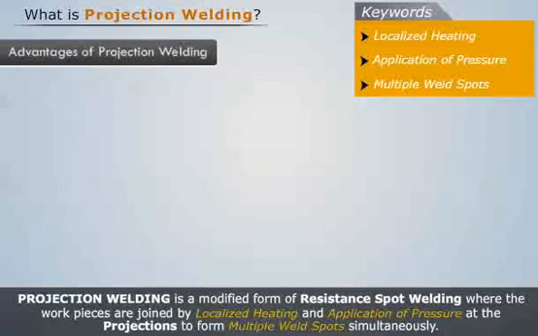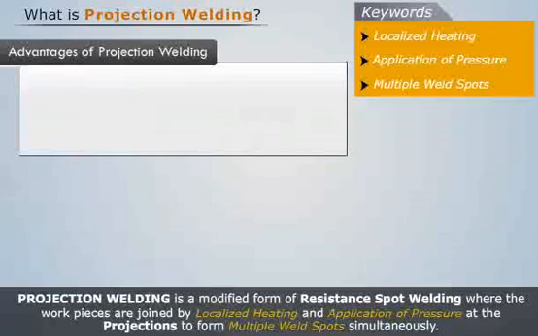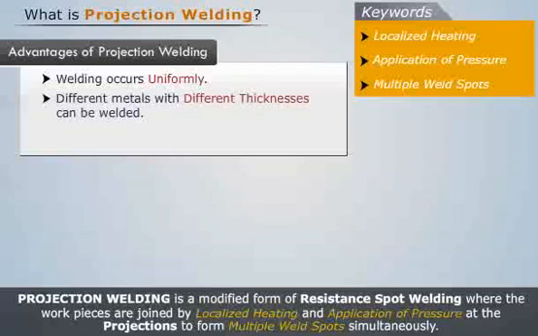Some of the main advantages of projection welding are as follows. Welding occurs uniformly. Different metals with different thicknesses can be welded. Process is economical for large-scale production.